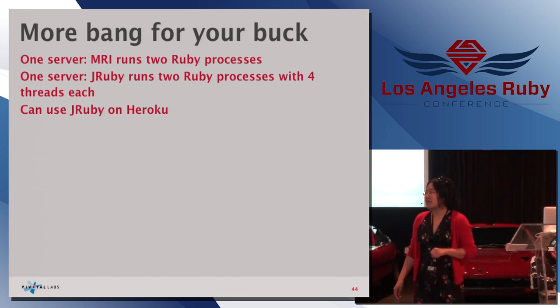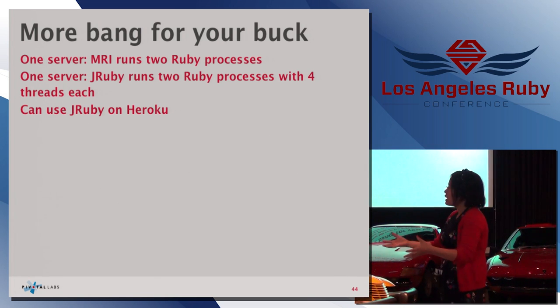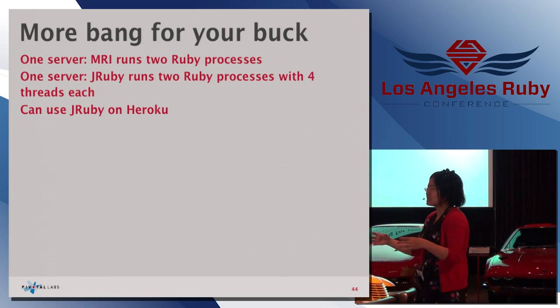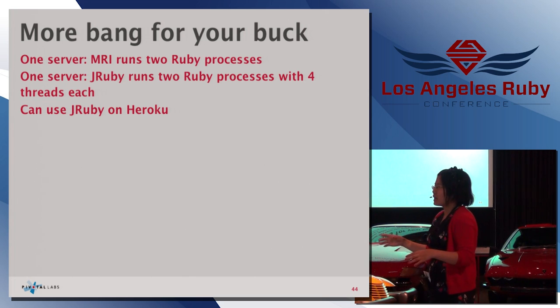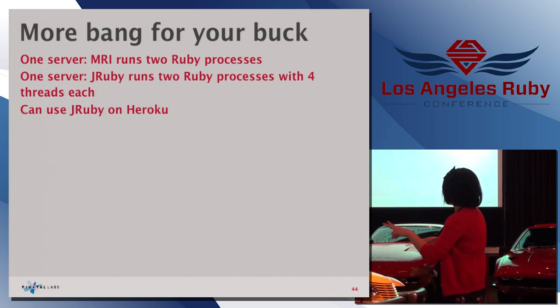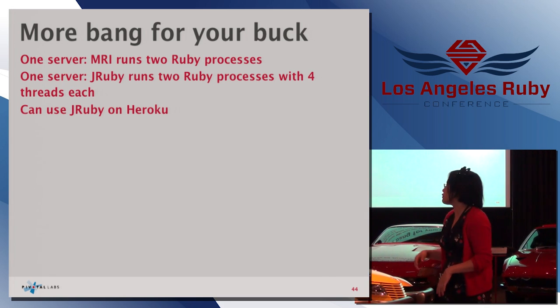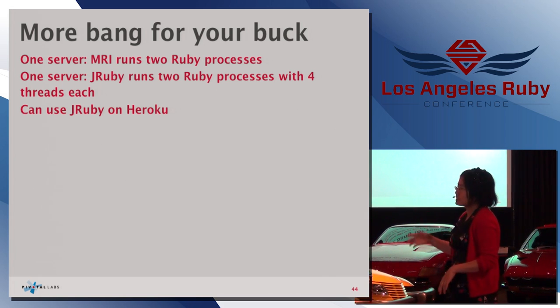So let me give you an example. Suppose you're running one server, one physical server. On one physical server, you can run maybe two Ruby processes. That's because Ruby is really memory intensive. But on one server that you're using JRuby, you can probably use two Ruby processes, but you can run them with four threads each, which basically means you get four times the performance for the same buck.